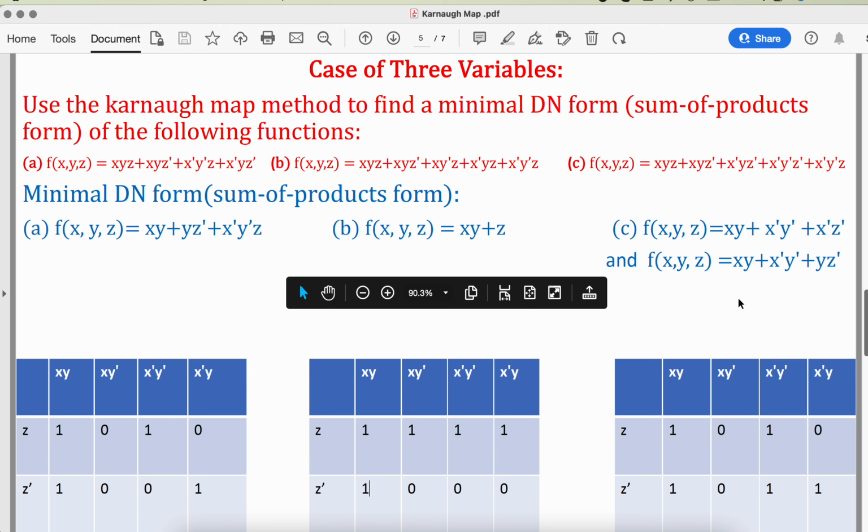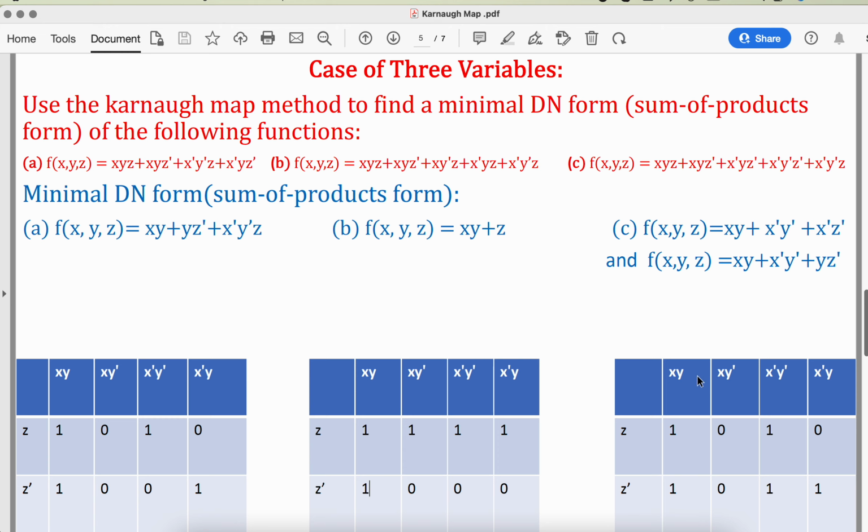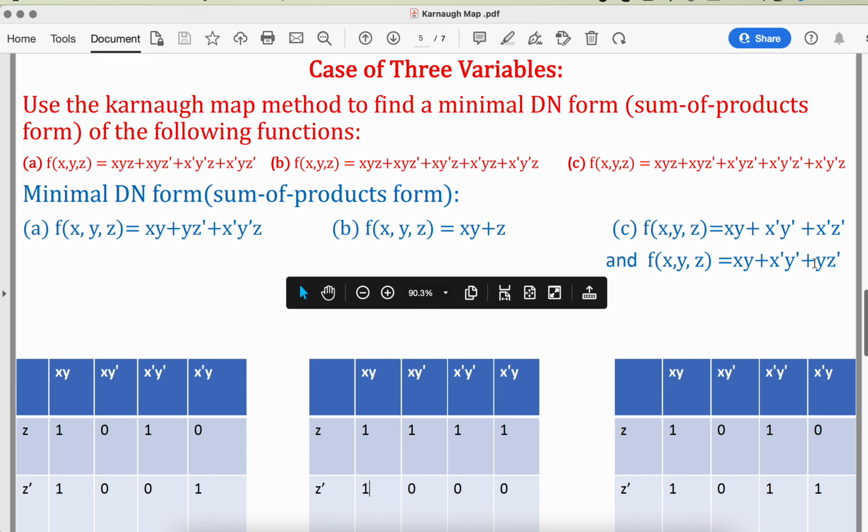But it will give one more minimal form, because this column and this column can be considered as adjacent columns because we can wrap them. So this number and this number, when we join these, can be considered as a rectangle. Here we have x dash y, here we have xy. So x and x dash are in complemented and uncomplemented form. Here we have y, here we have y, so y z dash.